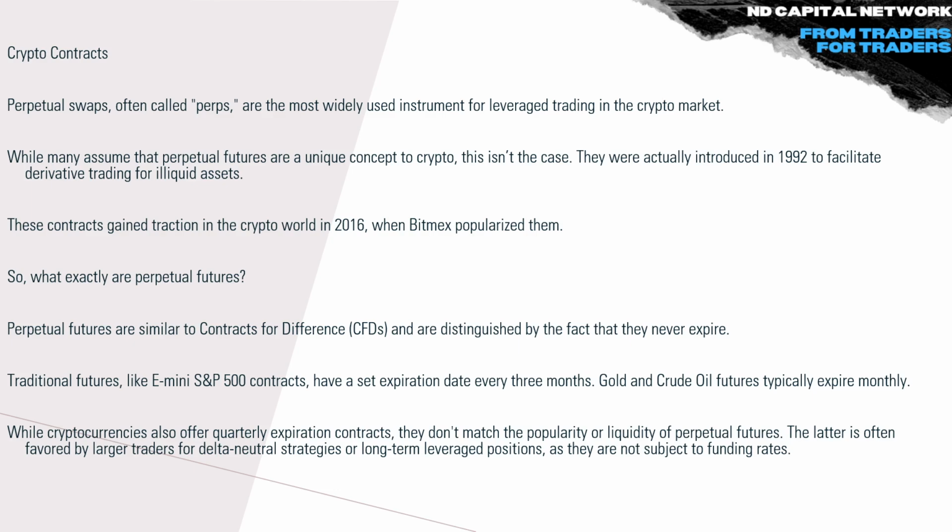So let's speak about the crypto contracts. Perpetual swaps, often called perps, are the most widely used instrument for leverage trading in the crypto market. And while many assume that perpetual futures are a unique concept to crypto, this is not the case. They were developed in 1992 to facilitate derivative trading for low liquidity or illiquid assets. These contracts gained traction in the crypto world in 2016 when BitMEX popularized them.